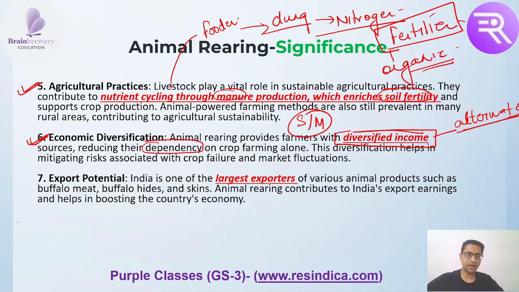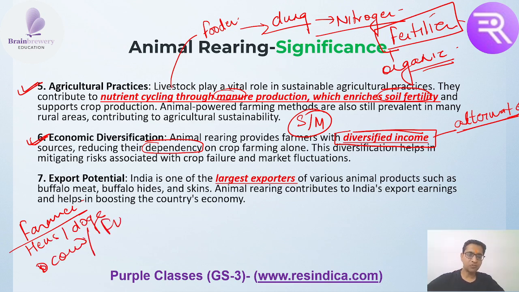If you go to any small farmer right now, he will have hens, dogs, he might have cows, and if he has a pond, fish will be there. So they are doing a lot of work in these areas so that they get diversified income throughout the year through their own work.